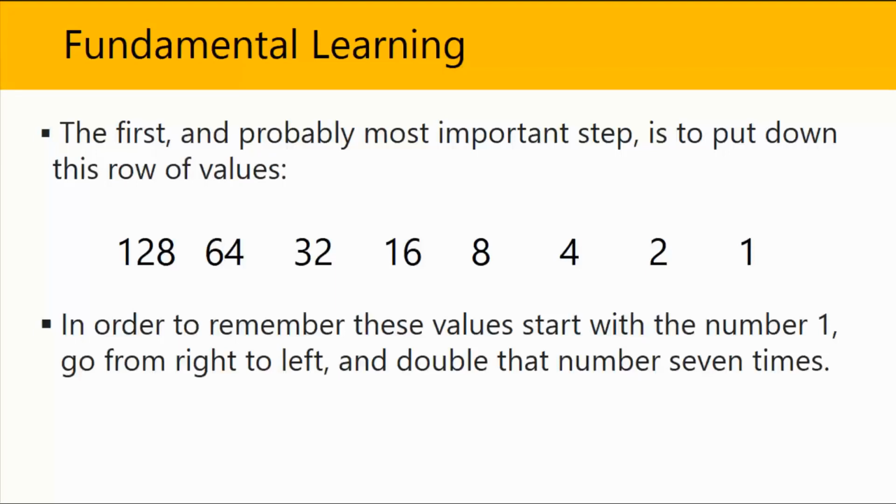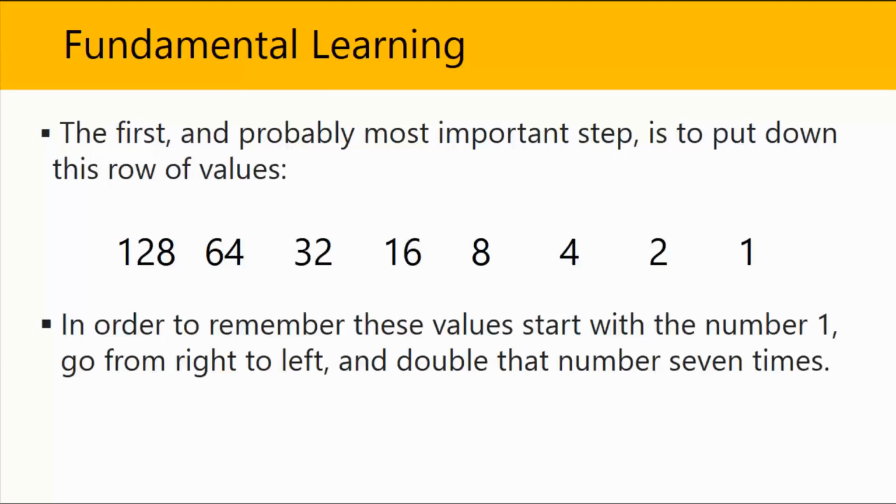As you can see, there are 8 numbers and you have to remember these 8 numbers. In order to remember these values, start with the number 1, go from right to left and double that number 7 times. For example, start with 1 on the right side. For your next number, double the 1. So 1 times 2 is equal to 2. So 2 is your next number, remembering to go from right to left.